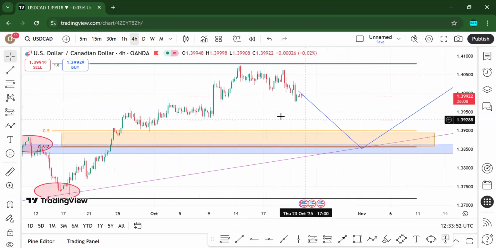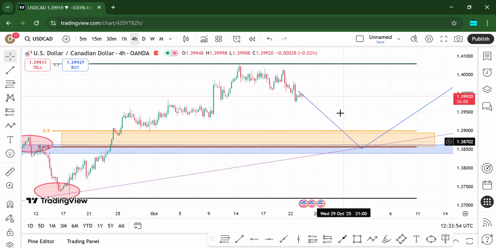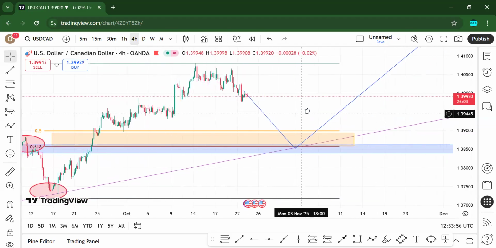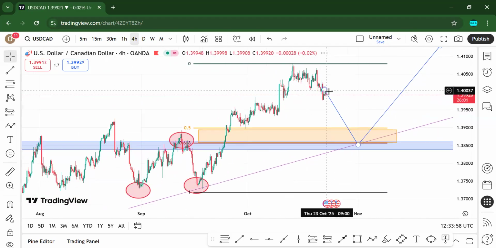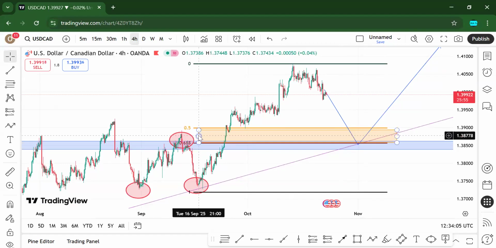Where do I think the price is coming to? It's coming down to this destination. However, overall, I believe USD CAD in the very, very near future is going to keep moving in the upwards direction. So this is my take on USD CAD.